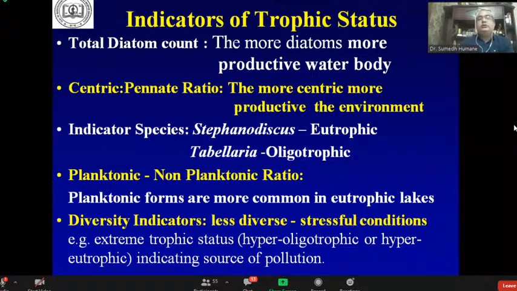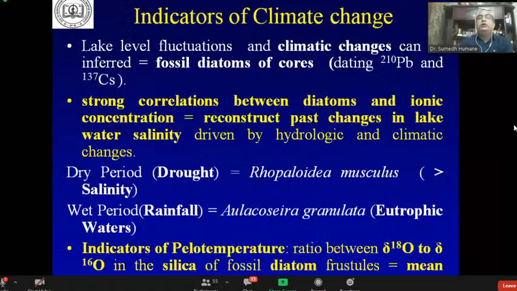For diversity indicators, the less diverse, the more stressful the conditions. There are two extreme conditions: extremely high trophic status, hypereutrophic, or hyperoligotrophic. Both are stressful conditions, and they indicate some kind of pollution in the water. Diatoms can also be used to study lake level fluctuations. There exists a strong correlation between diatoms and ionic concentrations. So you can reconstruct past changes in lake water salinity given by hydrological and climatic changes.